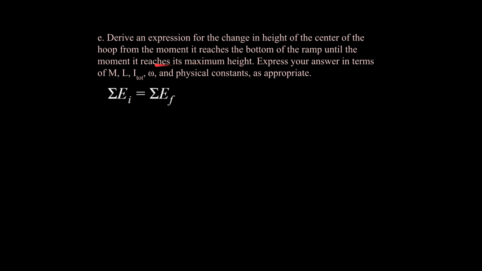Whenever you have a change in height, like a delta h, hopefully that's going to be a red flag that you're dealing with a conservation of energy problem. So it says express your answer in terms of M, L, I total, omega, and physical constants as appropriate. So let's go ahead and start. We'll just say, well, our total energy to start with is equal to our total energy to end with. Sometimes you can get points for writing something out like this.